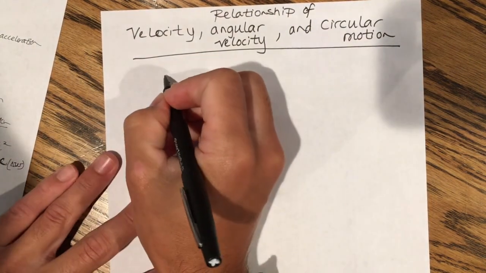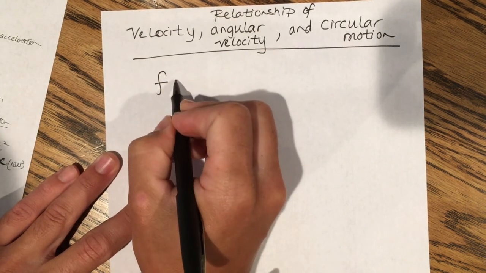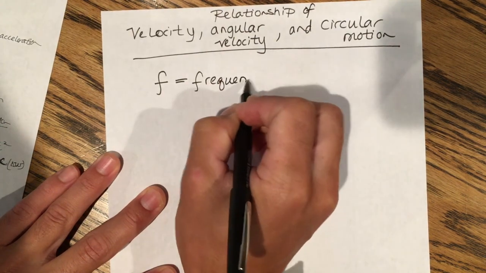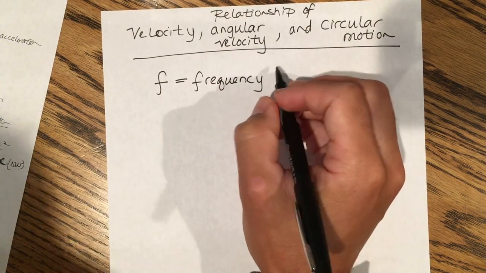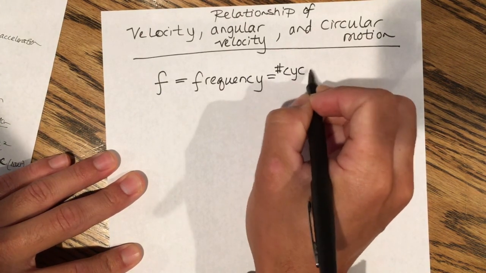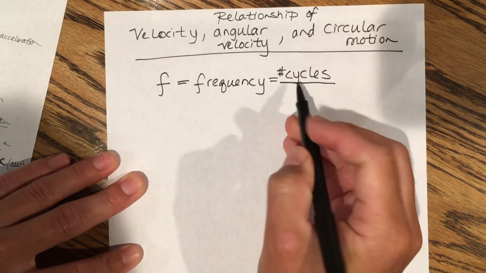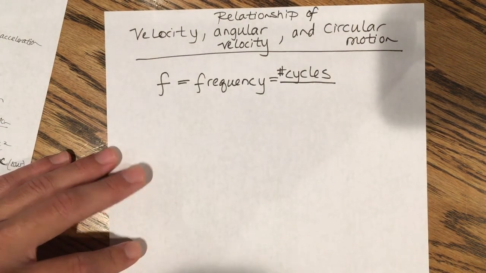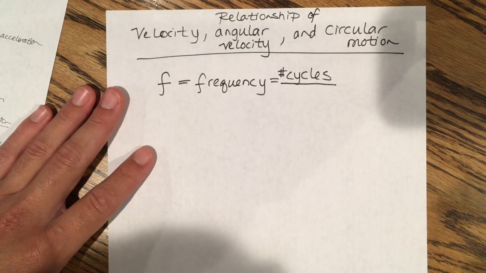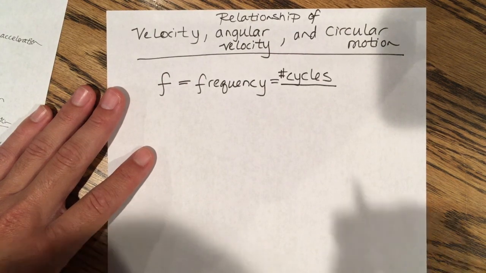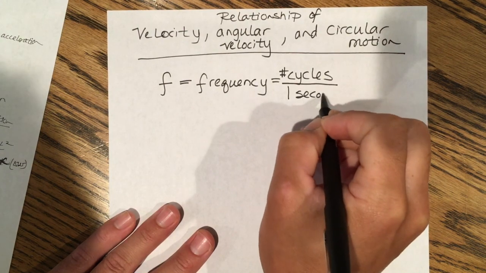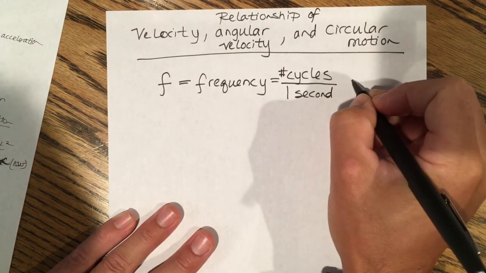We need to start by remembering two quantities that we had talked about before. One is called frequency, and this is the number of cycles. Cycles is kind of a shadow unit like radians, so that's something to remember there. And it kind of just goes away, per 1 second. The units here are hertz.